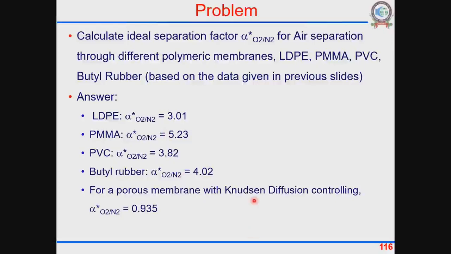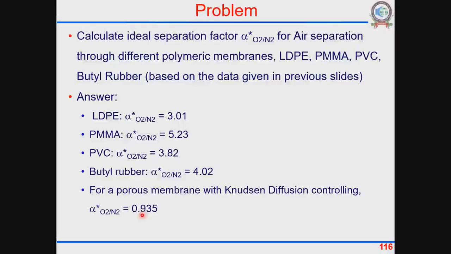And remember, we want to enrich oxygen. Suppose we had used a porous membrane with Nernst diffusion controlling, then the selectivity or the separation factor would be just the ratio of molecular weights raised to power 0.5. So if I want separation between oxygen and nitrogen, the separation factor would be molecular weight of nitrogen divided by molecular weight of oxygen, whole thing raised to 0.5. So 28 divided by 32 raised to 0.5, which means the separation factor would have been 0.935.